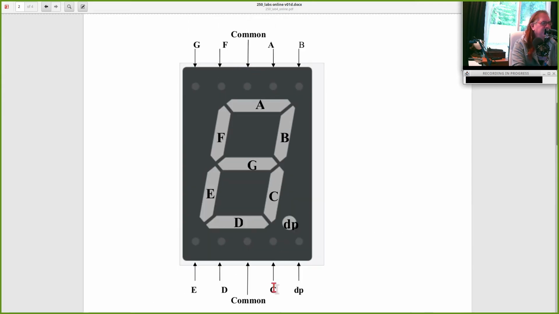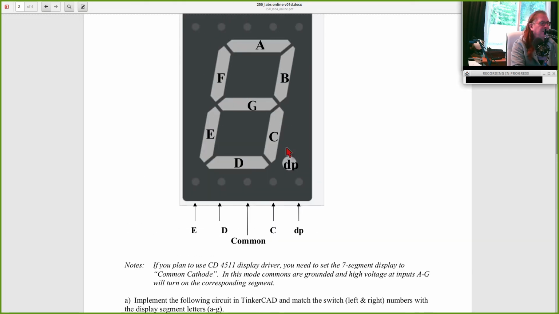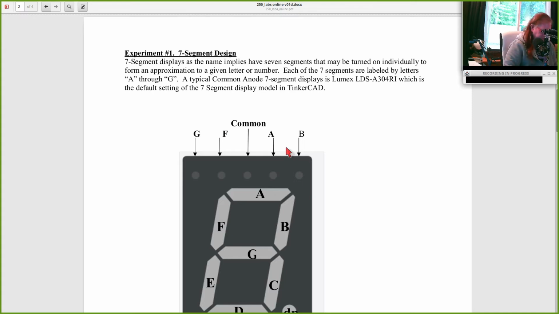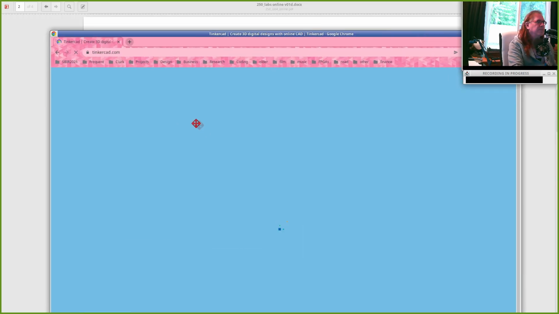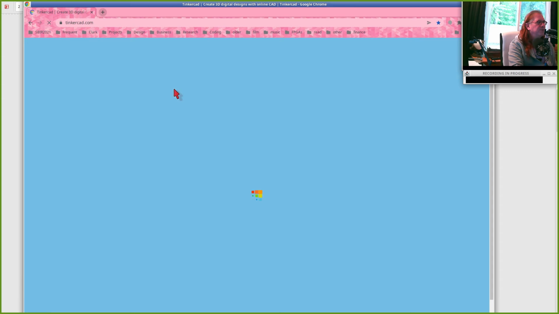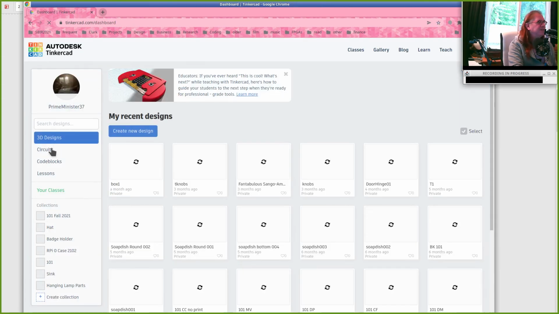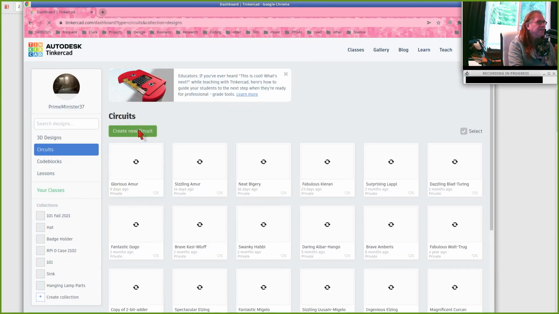So common, that's the connection to ground through a 1K resistor. And then, for example, if I put 5 volts into this pin labeled A, this segment will light up. If I put 5 volts into this pin labeled B, this segment will light up. And in Tinkercad, let me just go ahead and bring Tinkercad up, because there's one detail on this, and if you miss this detail, it's a lot of lost time.